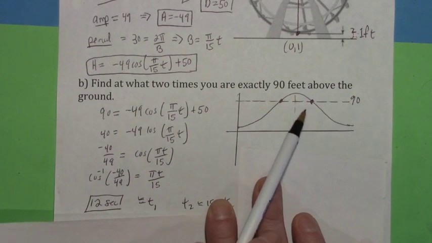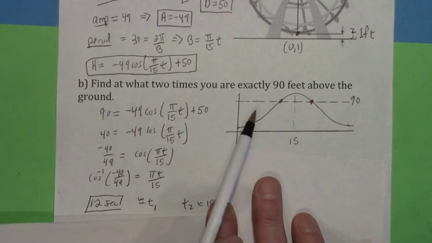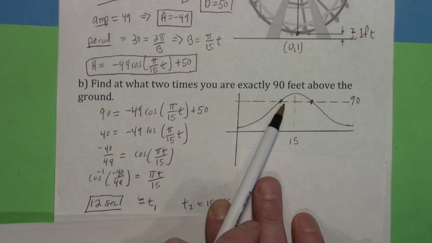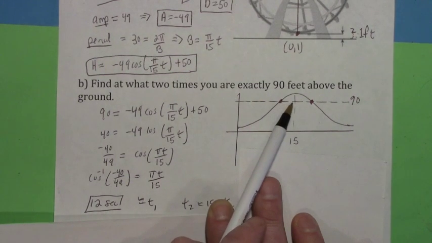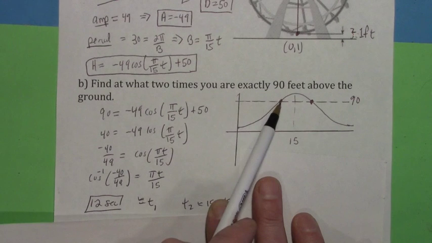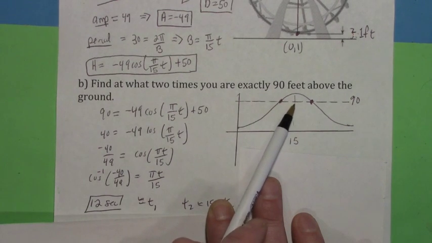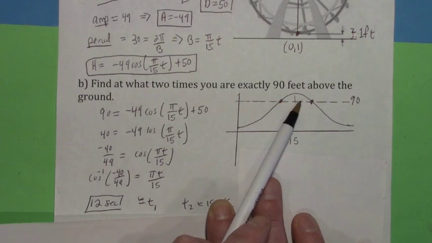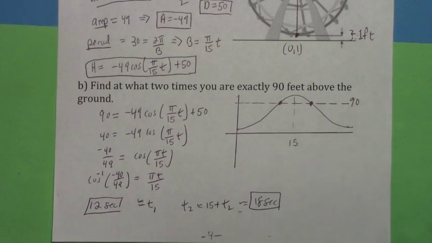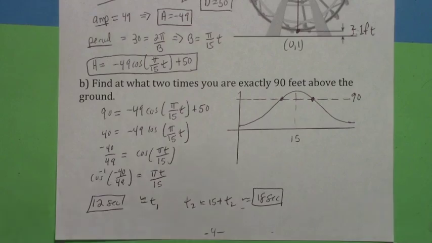Now, where would the second time be? This is the hard part. If from here to here is 12, from here to here is 12, then what's this distance from here to here? Wouldn't that be about 3? I'm talking about the time now. If this is 12 seconds, this is about 3 seconds. So by symmetry, this distance equals this distance, so it would be 15 plus 3 seconds, and that's where you get 18 seconds for the other time.